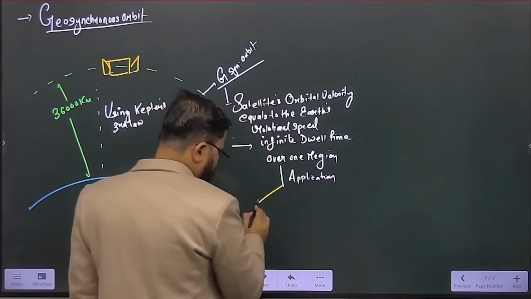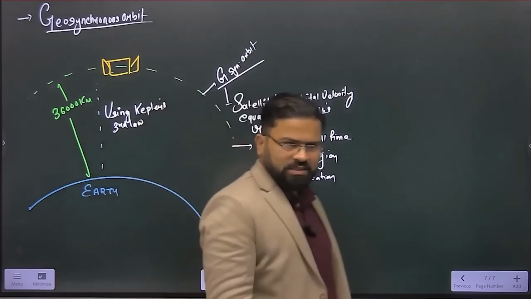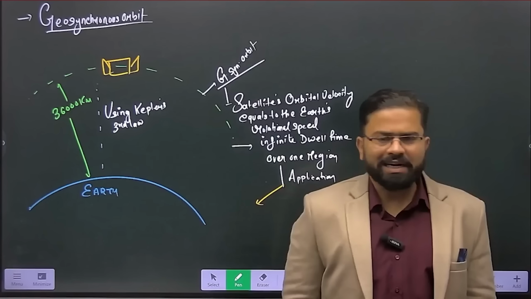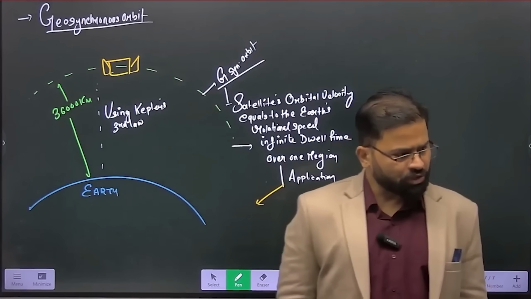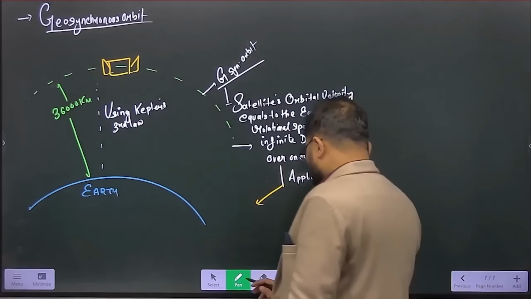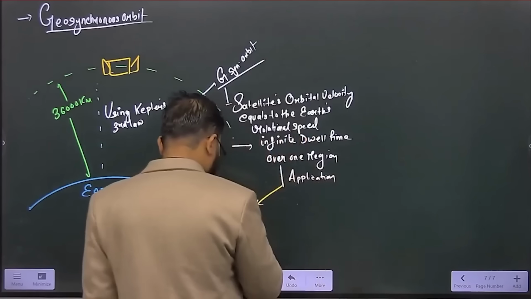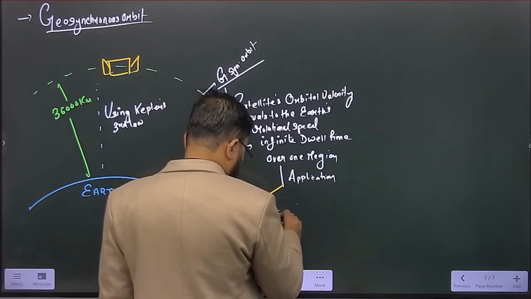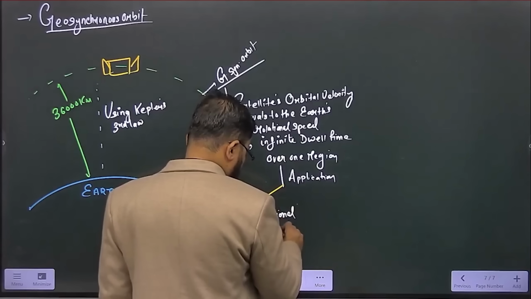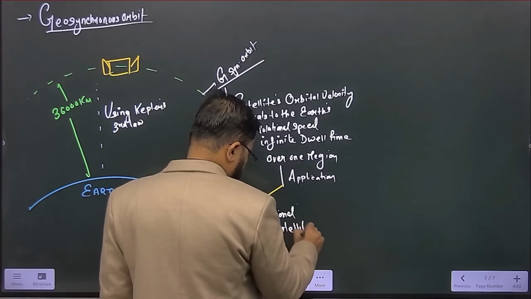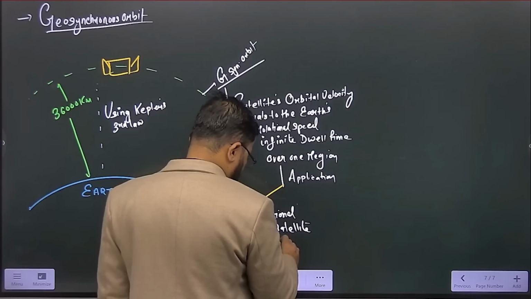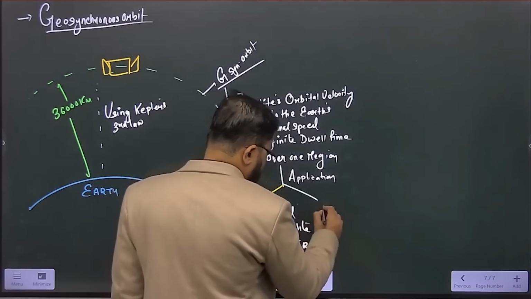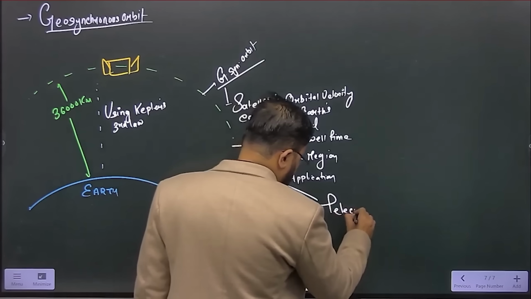They are used for navigation. When you talk about navigation satellites, GPS and all those things, those satellites are parked in geosynchronous orbit. Example, navigation satellites are parked over here. Examples: GPS of America, India's IRNSS. The other application is telecommunication services.